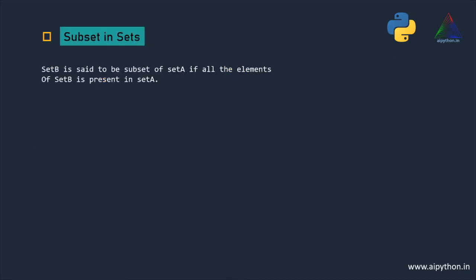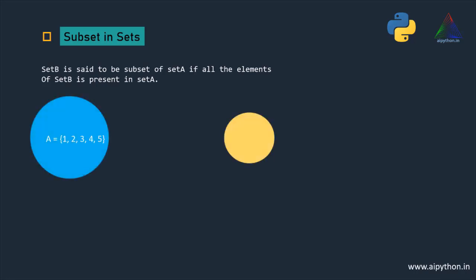Moving ahead, subset in sets. Let's say there are two sets, set A and set B. Set B is said to be a subset of set A if all elements of set B are present in A. We'll see through an example if you're confused. Let's say 1, 2, 3, 4, 5 is one set and another set is B, which is 2, 3, 4. We want to check whether B is a subset of A or not. In simple words, we want to check if all the elements of B are present in A.